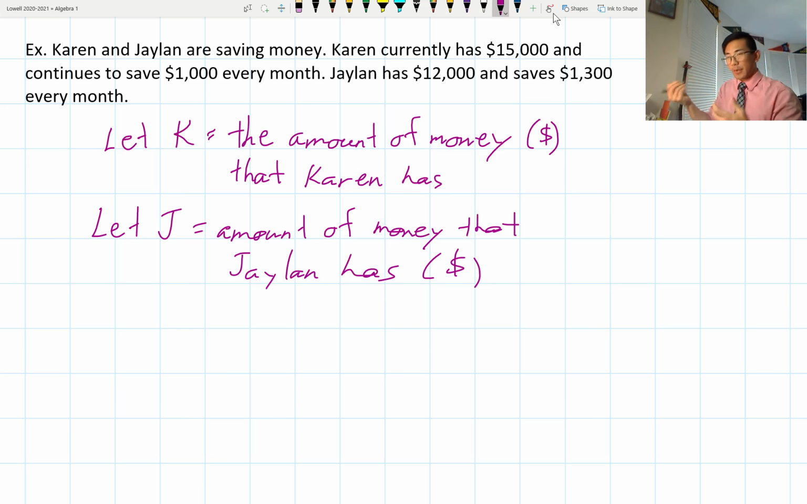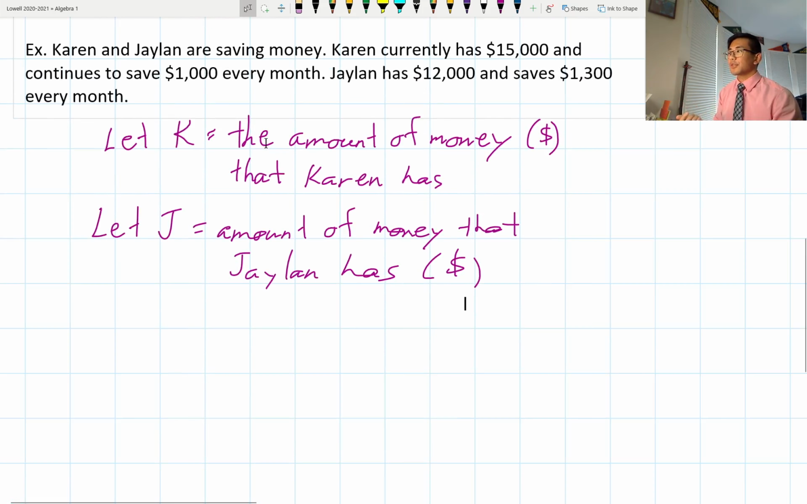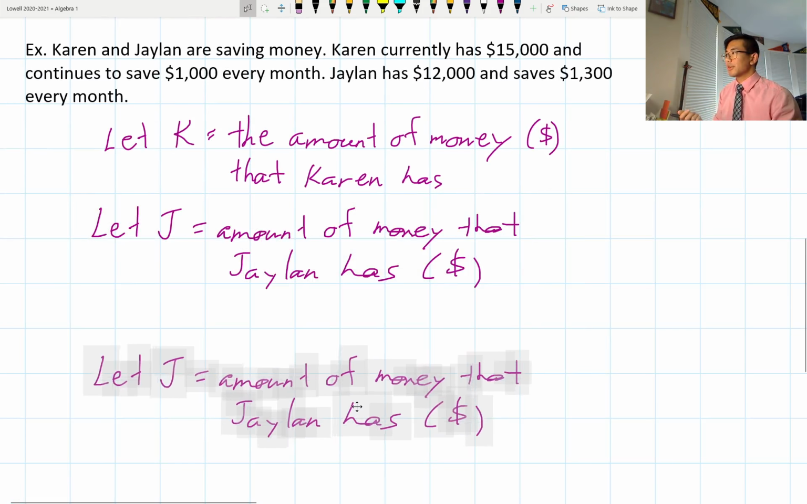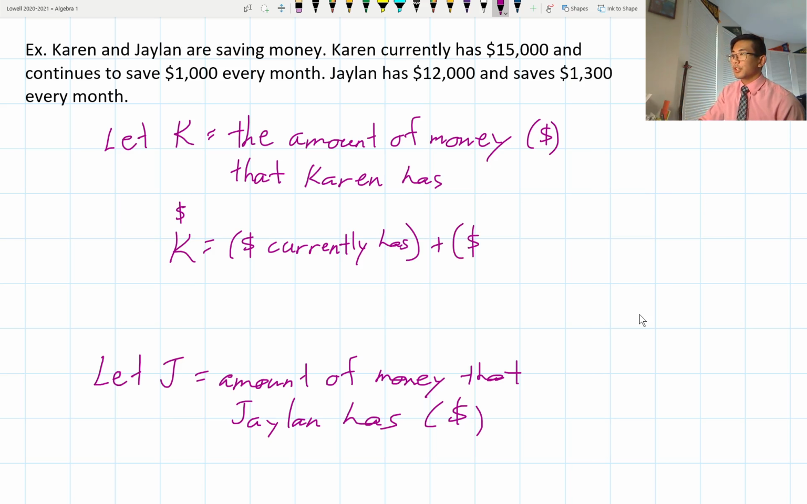So I think if we think back to the way we thought out the previous example up here with the pizza slices, I can do a similar thing for Karen and Jalen's money here. So I'm going to drop this down here. So remember, K, big K right here, this is in dollars. So where does Karen's money come from? Well, it comes from money that she currently has, plus the money she puts in. So plus the money she will save.